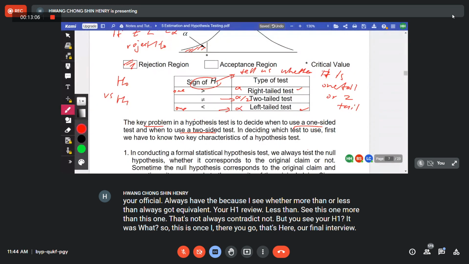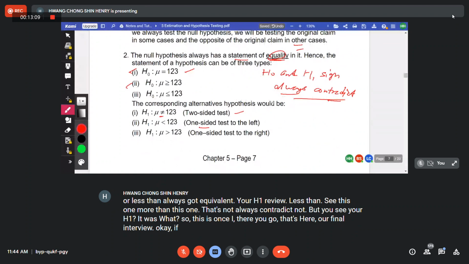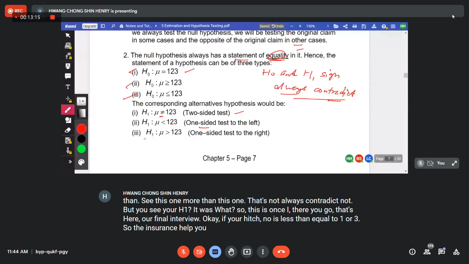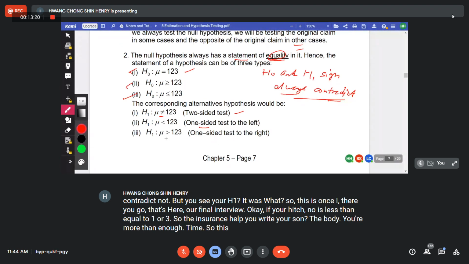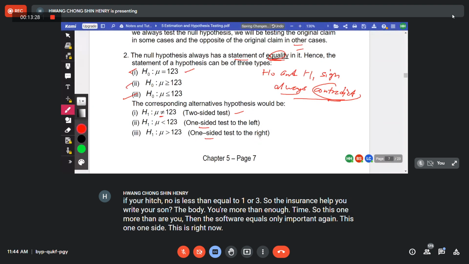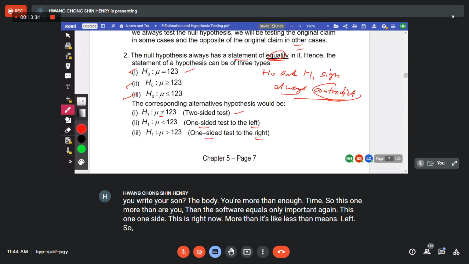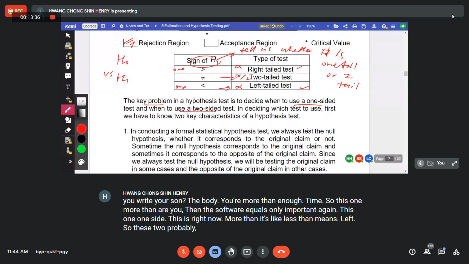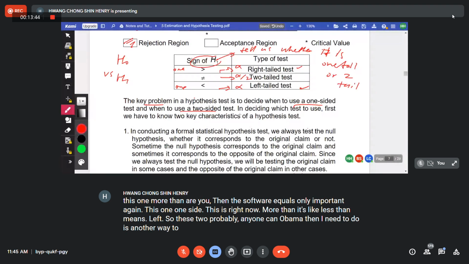Anyone cannot follow? Okay, if your H0 is less than or equal to 123, how do you write the sign for H1? The opposite of less than is more than, so this one is more than. This one has the equal, this one has no equal. Again, this is one-sided. More than is right, less than is left. So these two do not need to be divided by 2. If anyone cannot understand, then I need to use another way to explain it.